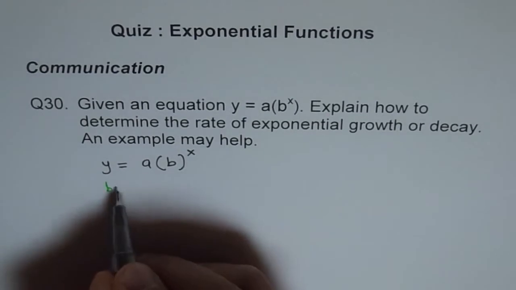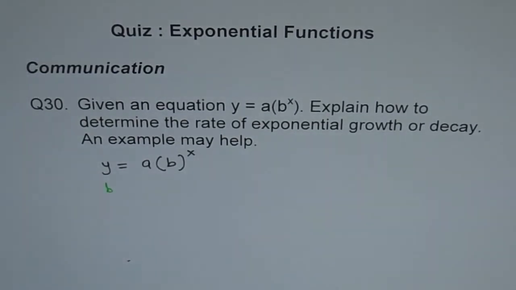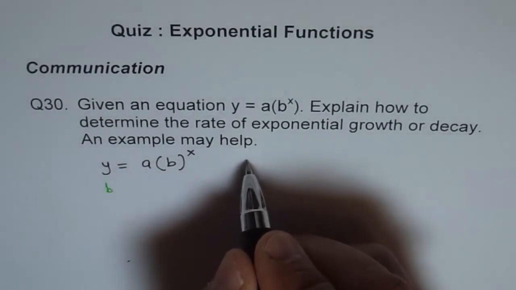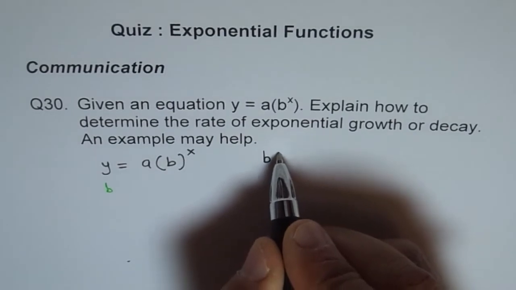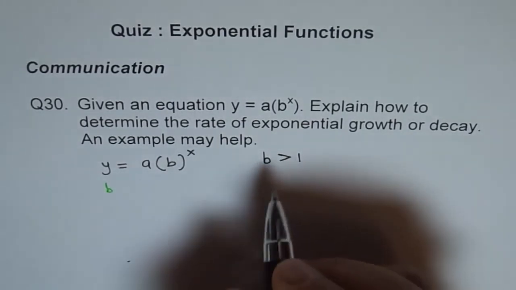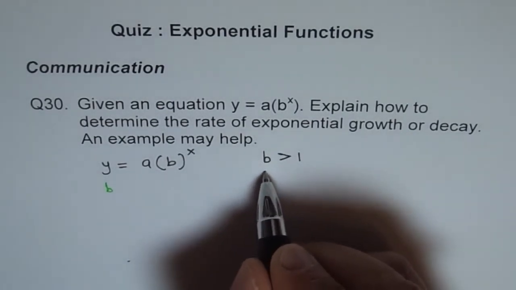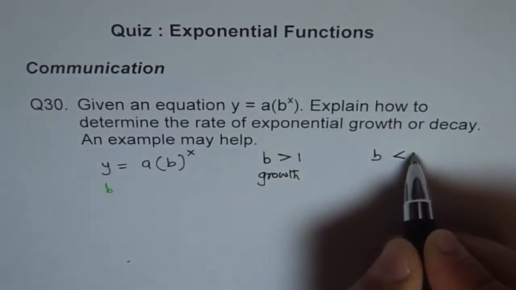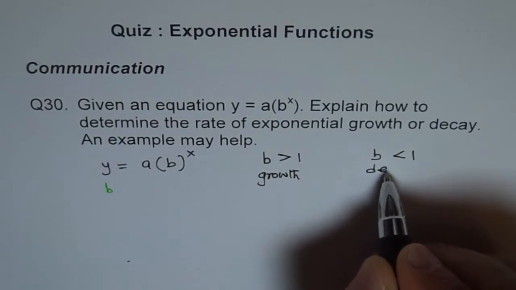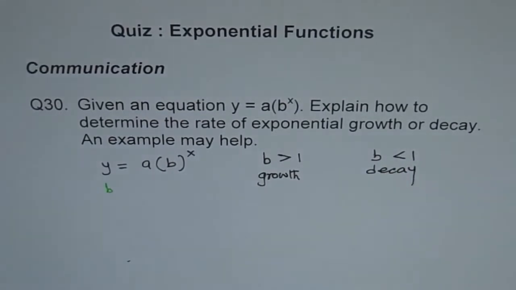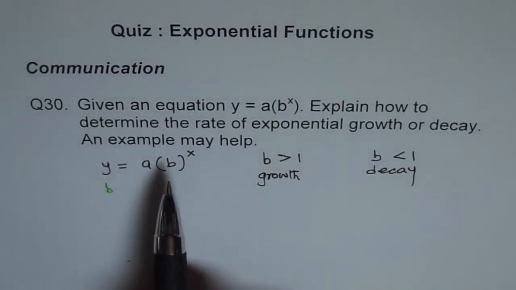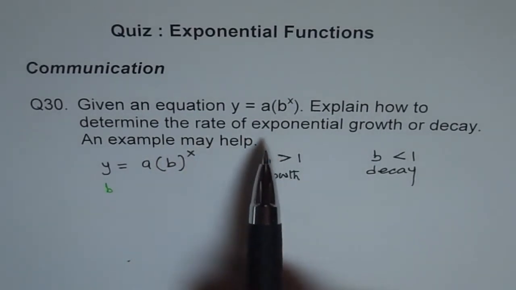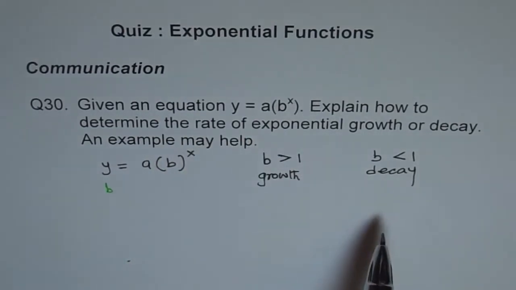So if b is greater than 1, then we have exponential growth, right? But if b is less than 1, then we are expecting a decay, right? Exponential decay. So that is one way. Now you have to find the rate of growth and rate of decay, correct?